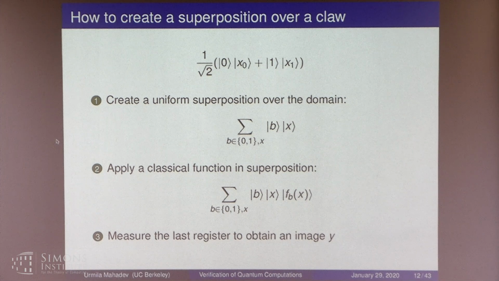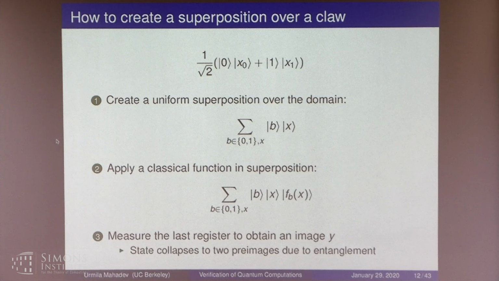And at this point, due to the entanglement, the state collapses to that state on the first line. There are two pre-images of Y, X0 and X1, so the state collapses. This is a pretty easy thing for a quantum machine to do. So this is how the quantum machine samples a random image Y along with a superposition over the claw.